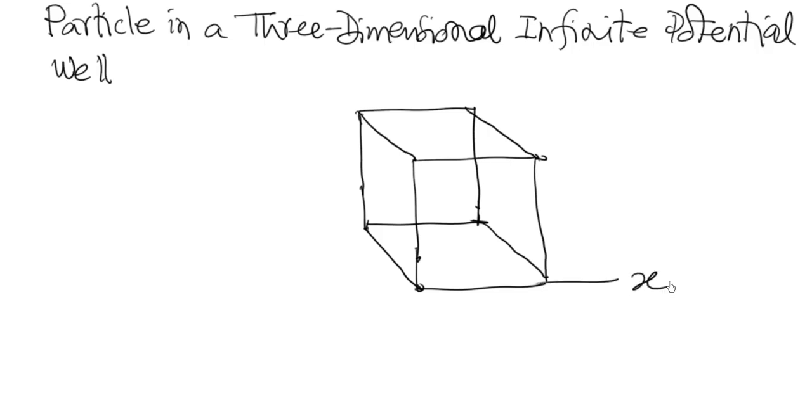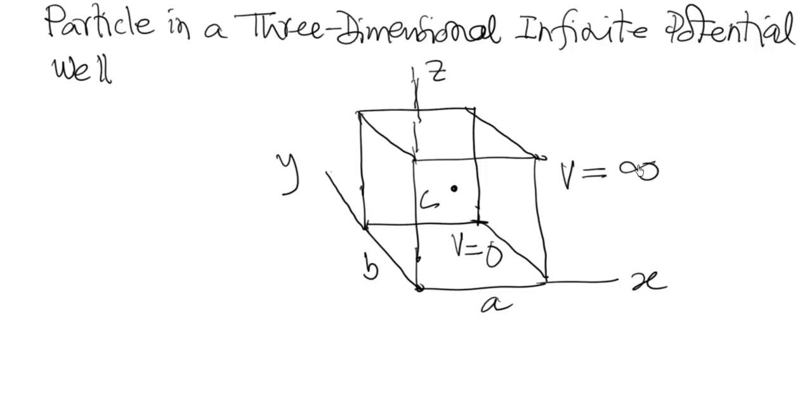Let us suppose this is the x direction, this is the y direction, and this is the z direction. The lengths of the sides along the x, y, and z directions are a, b, and c. Let's say the particle is somewhere inside the box, and we assume that the potential inside the box is 0 and outside the box is infinity. And the mass of the particle is considered to be small m.